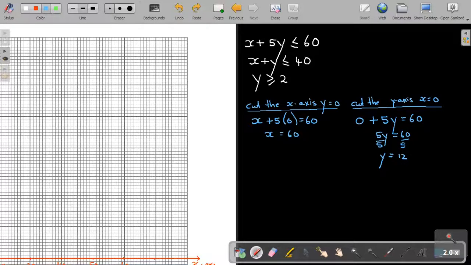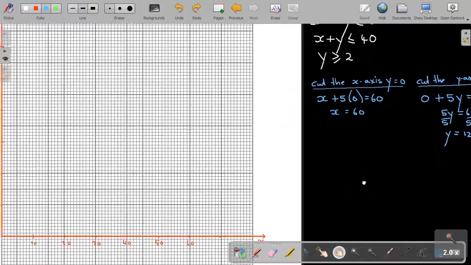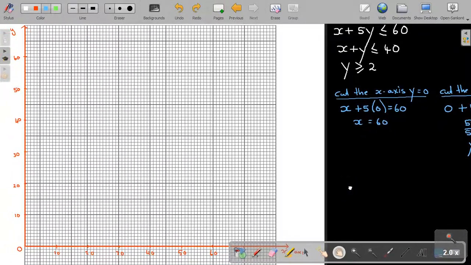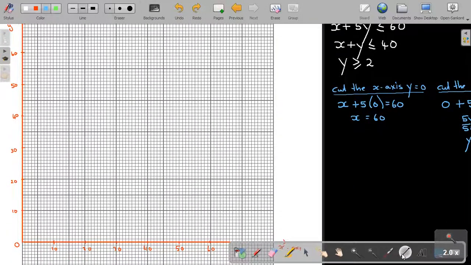Okay, so if I look at this, it's going to cut the y-axis at 12 and the x-axis at 60. I think I'm first going to draw that line and even do the shading so that we don't get so mixed up. So remember, the x-axis at 60, and the y-axis at 12. So it's nice, every block is 1 unit, so it's there.